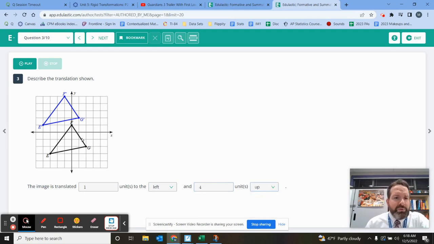And I'm going to give it a quick double check. So I go 1 unit to the left and then 1, 2, 3, 4 units up. Looks good.